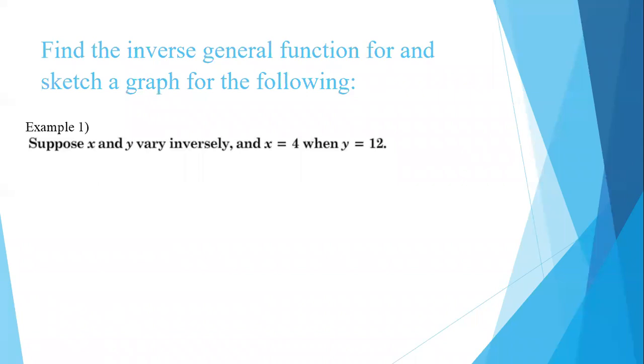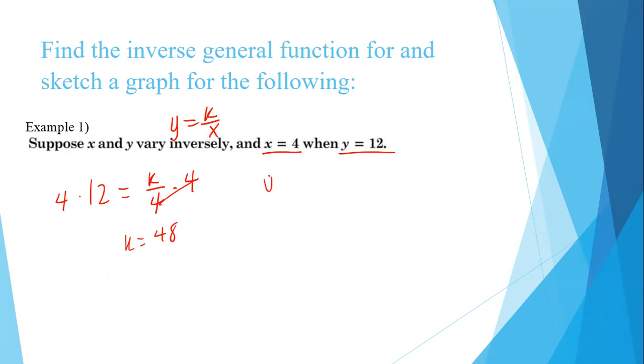Okay, so here we have, suppose x and y vary inversely and x equals 4 when y equals 12. It tells us that we're using inversely, so we know we're working with y equals k divided by x. They give us our x and they give us our y. So we're going to substitute these in and solve for k. Does that make sense? So we have 12 equals k divided by 4. So I multiply both sides by 4. So k equals 48. So our function model is y equals 48 divided by x.